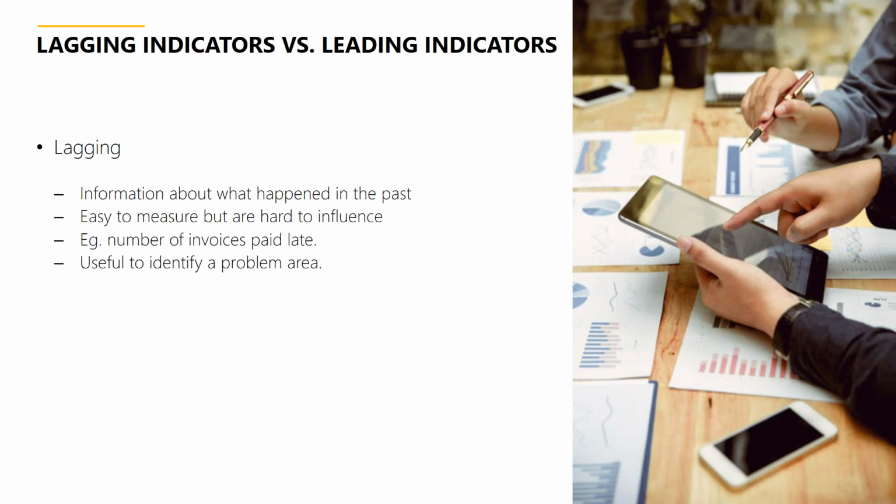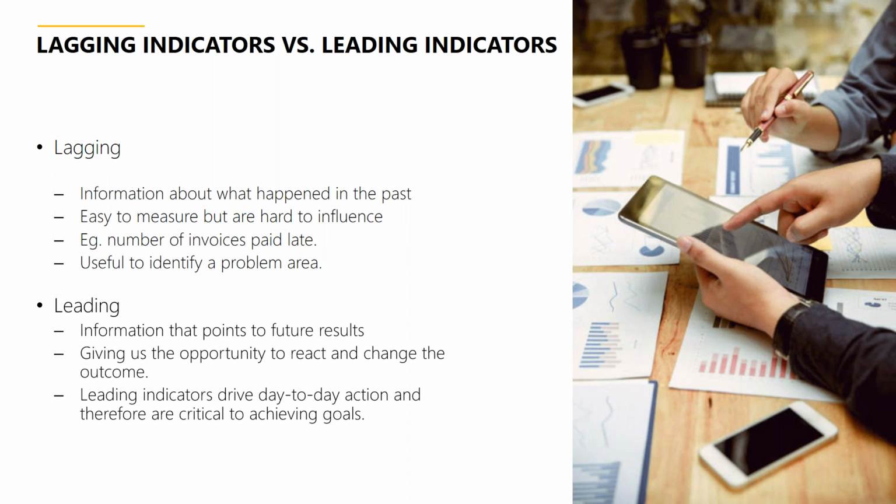Now, I think this next slide is really interesting. It's about how KPIs can be either lagging or leading indicators. Lagging indicators are those that give us information about what has happened in the past. They're often easy to measure, but are hard to influence, as often the information is only obtained after it is too late to take any action to improve it. For example, an accounts payable department may measure the number of invoices paid late. And while this information is helpful and may be a valuable measurement to identify a problem area, it's too late for us to react to that information and prevent those late payments from originally occurring.